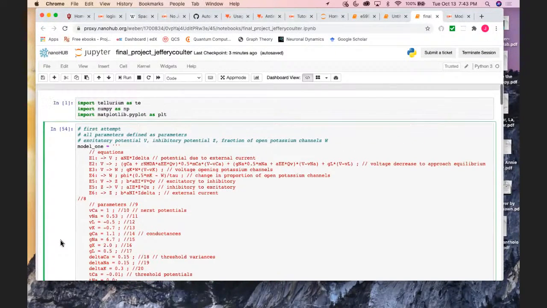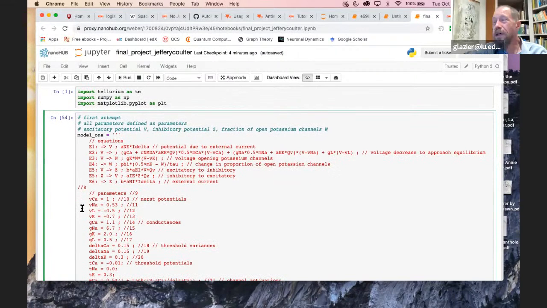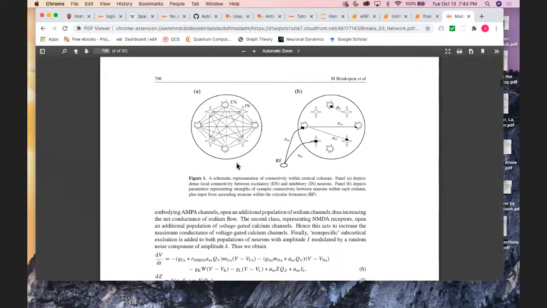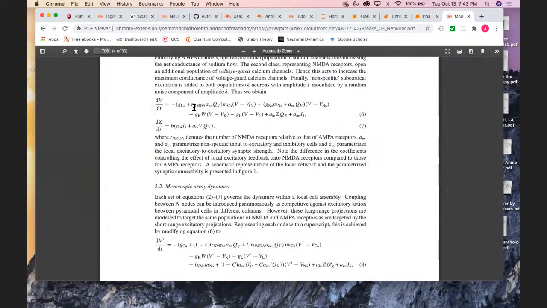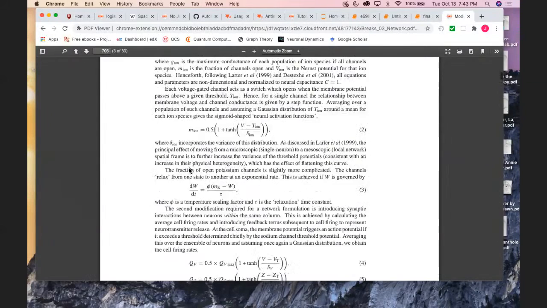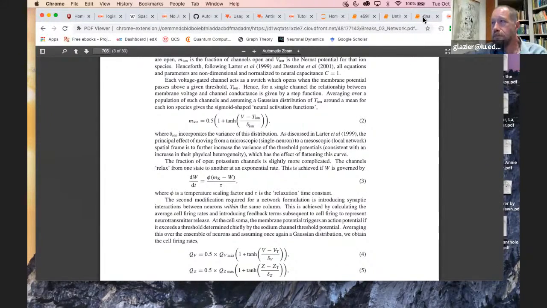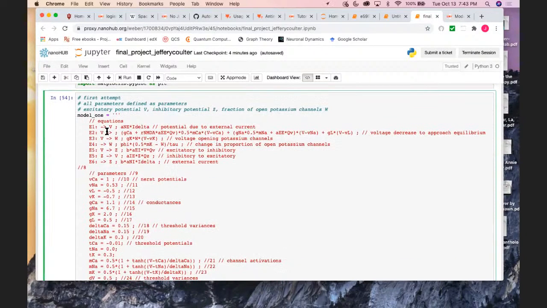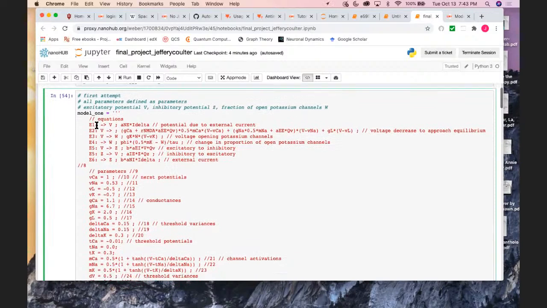So this is for the neuron model. Is this Hodgkin-Huxley or something like it? Right now I have these two equations and this one. So this was a first kind of attempt.